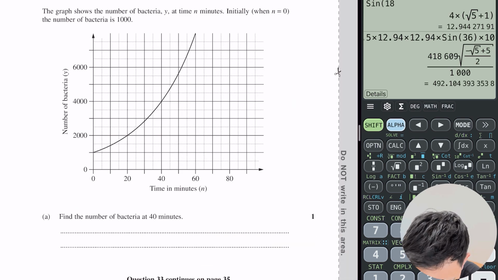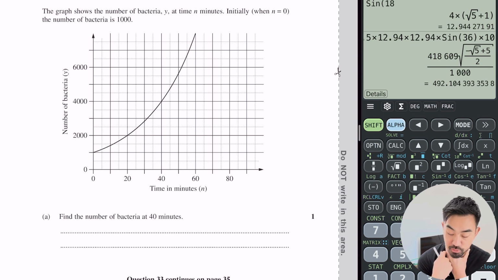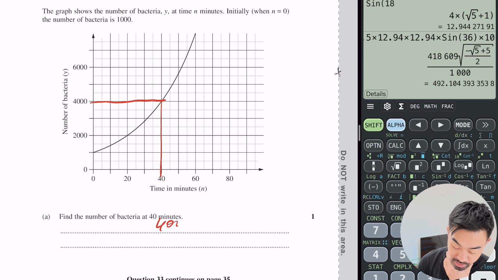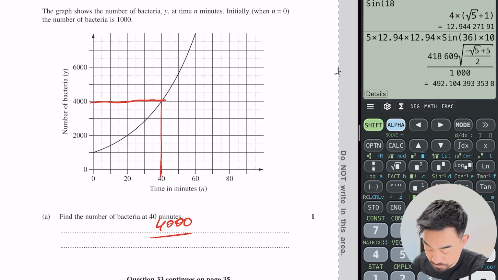Question 33. The graph shows the number of bacteria Y at n minutes. Initially, when n is equal to 0, the number of bacteria is 1,000. Find the number of bacteria at 40 minutes. Well, that's easy. 40 minutes here, 4,000. Okay, that's 3 marks right there.